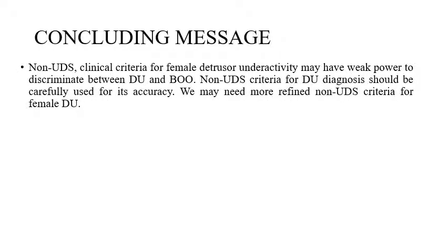Concluding message. In conclusion, non-UDS criteria for female detrusor underactivity may have little power to discriminate between DU and BOO. Non-UDS criteria for DU diagnosis should be carefully used because of their accuracy. We may need more refined non-UDS criteria for female underactive bladder.